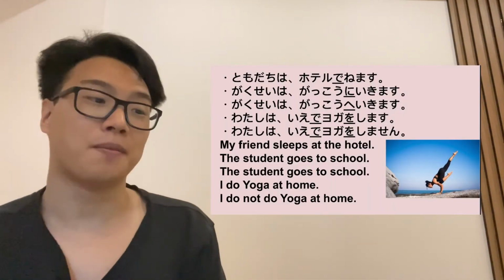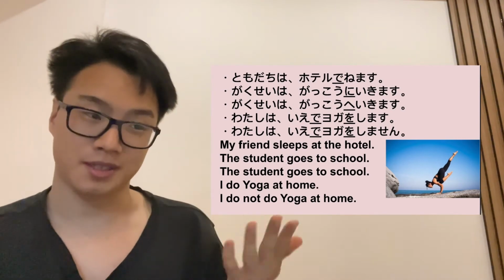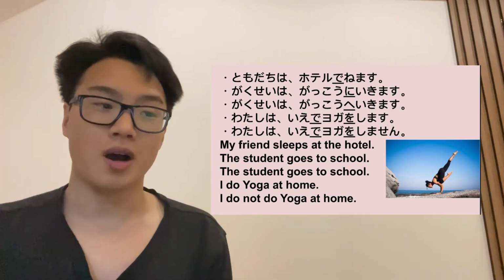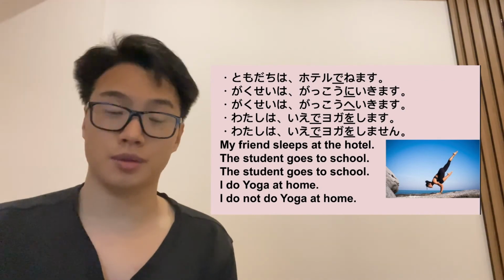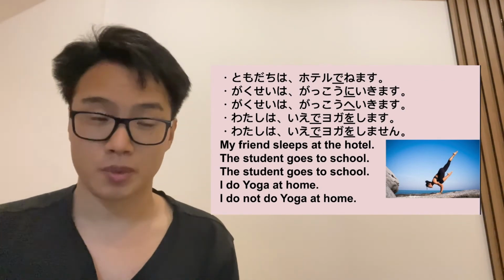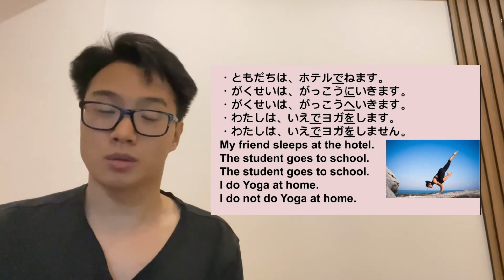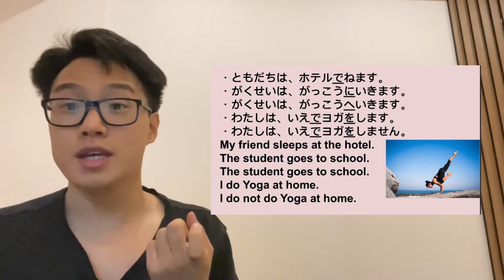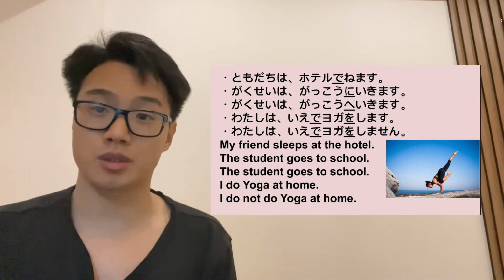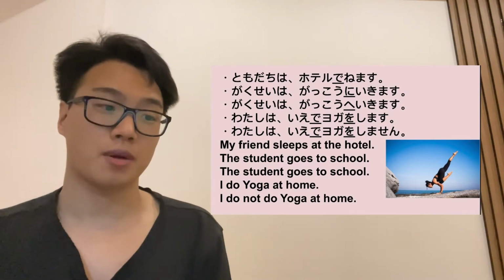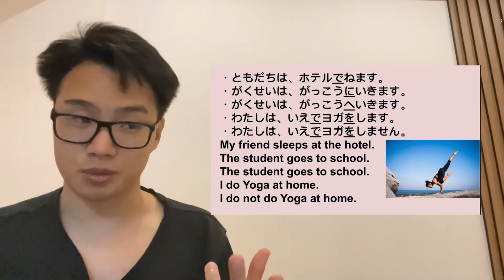And next examples. 友達はホテルで寝ます。Hotel is hotel, right? で, my friend sleeps at the hotel. Hotel is a location where my friend sleeps. That's why we have to use the de particle. My friend sleeps at the hotel.